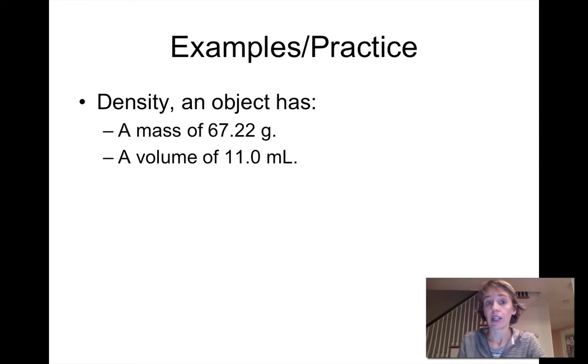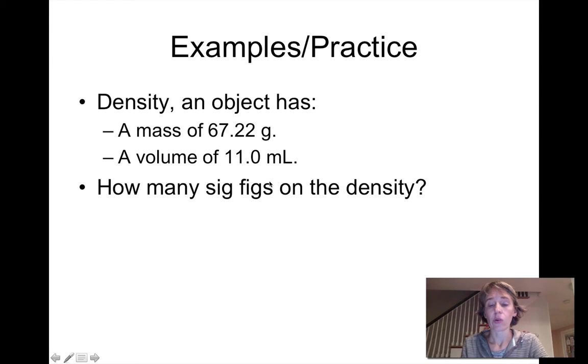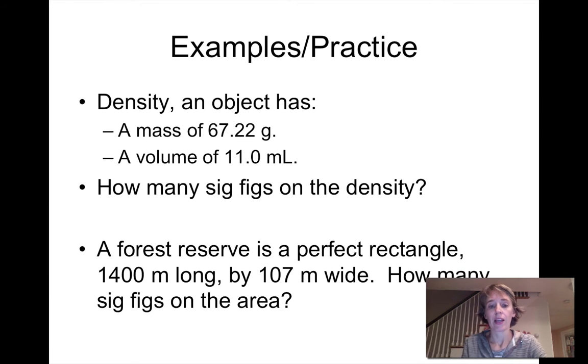So an example, if we're taking the density of an object, this object has a mass of 67.22 grams and a volume of 11.0 mL. So this mass has 4 significant figures and the volume has 3. So how many significant figures should be on that density? 3. Second example, if we're doing an area, 1,400 meters by 107 meters, that 1,400 meters as written only has 2 significant figures. So the area should only have 2 significant figures.